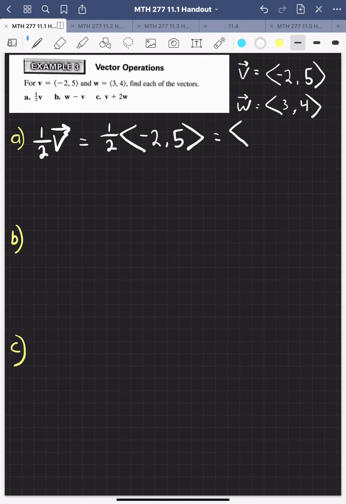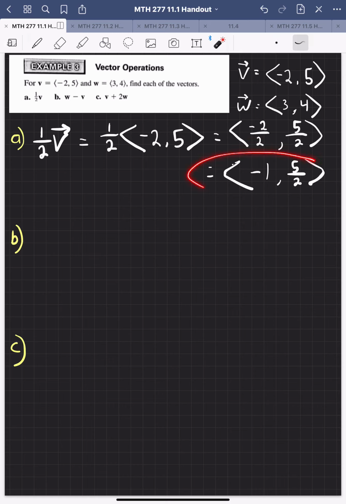Let me finish this up. This would be negative 2 divided by 2, comma, 5 divided by 2. So negative 1 and 5 halves. Okay, so here is your new vector. It's been scaled by a quantity of 1/2.